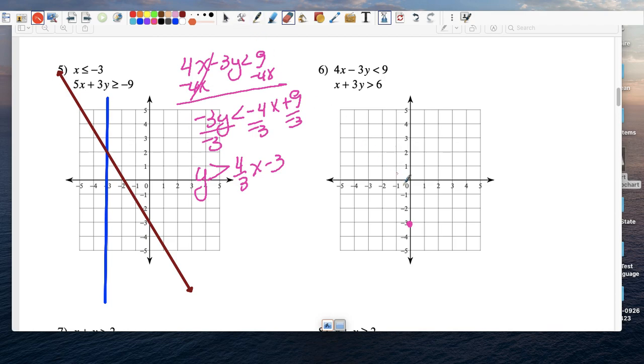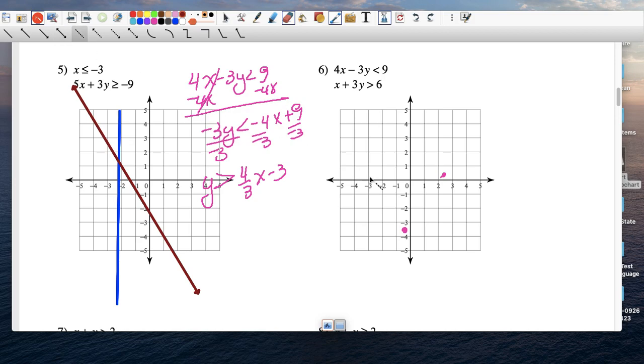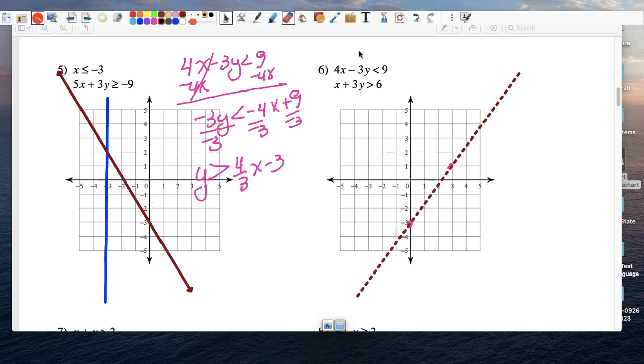Let me graph that. We're going to go up 4 and then 3 to the right. 1, 2, 3, 4, and 3 to the right. Why do I go right? Because when I connect these 2 points, my slope needs to be positive. And this is a dashed line, right? Points on the line do not count. It doesn't make the inequality true, so that's what that's showing. And give it a name.